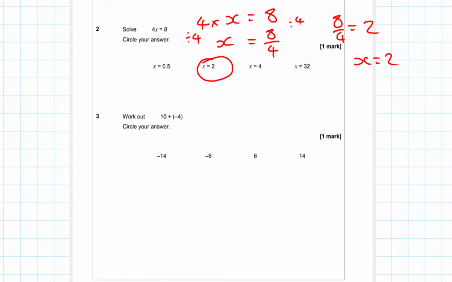10 plus minus 4. So what we want to do here is expand out the brackets, get rid of these brackets. So this is the same as 10 plus minus 4, which is 10 minus 4. Remember, adding a negative turns that into a negative. So we've got 10 minus 4, which is equal to 6.